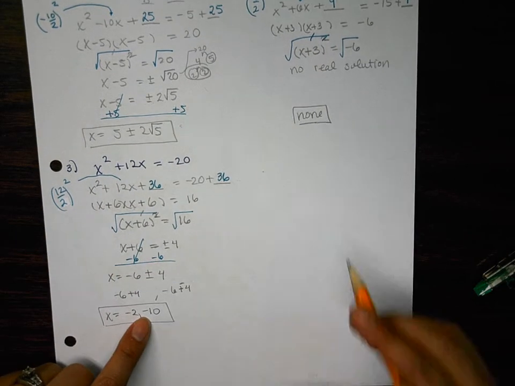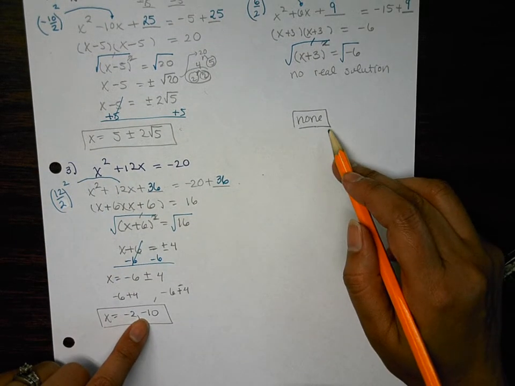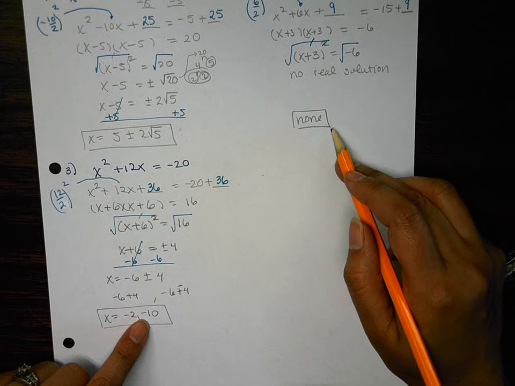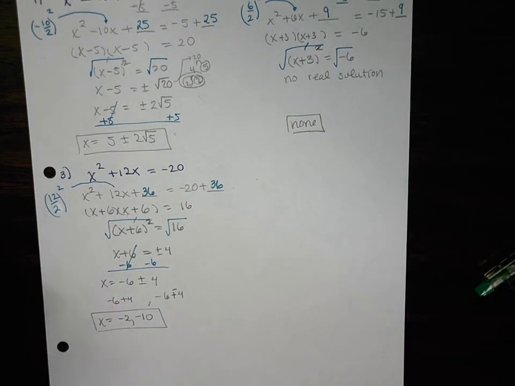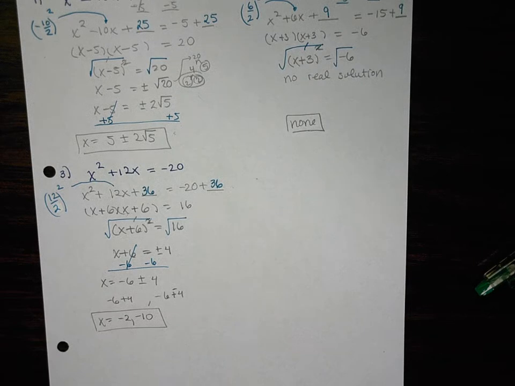How many solutions do I have? So 2 x-intercepts, and this one is no x-intercepts. Do you guys see that? Yes or no? All right.